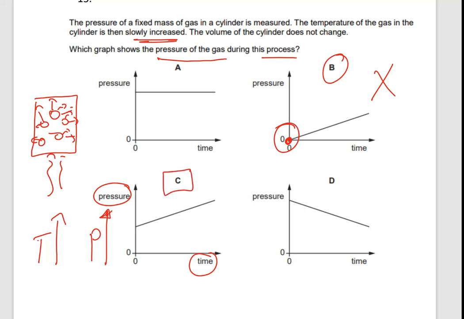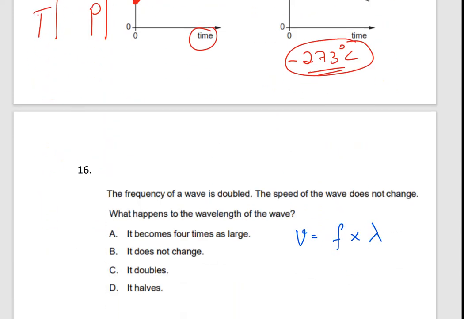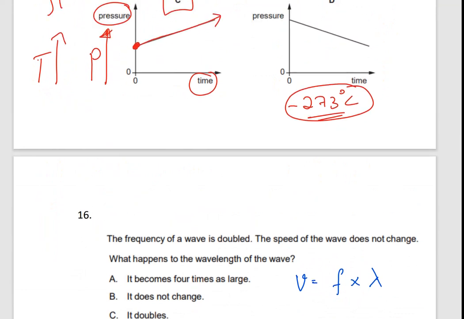In order for the pressure to reach 0, the gas must reach absolute zero temperature, which is minus 273 degrees Celsius, which is not the case. So there is a little bit of pressure at the beginning, but that pressure kept increasing as the temperature was increasing. So C was the correct answer there.